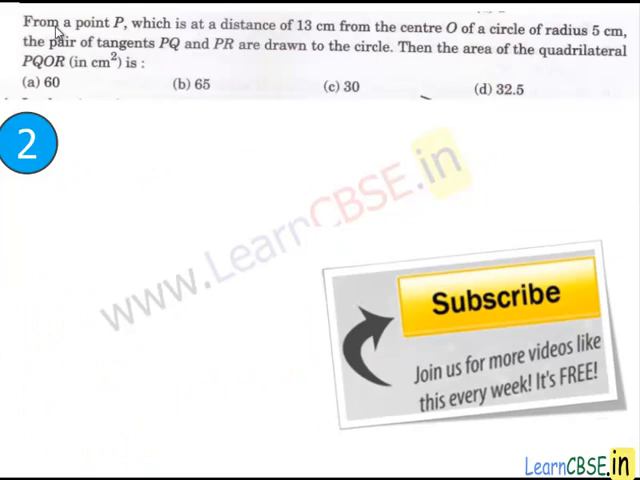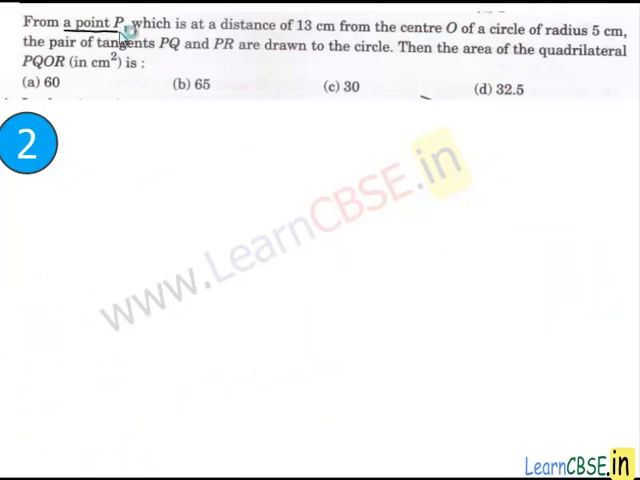Let's move to the next question. In this question, from a point P, which is at a distance of 13 centimeters from the center of a circle of radius 5 centimeters, a pair of tangents PQ and PR are drawn to the circle, and we have to find the area of the quadrilateral PQOR. Let's work out the problem.